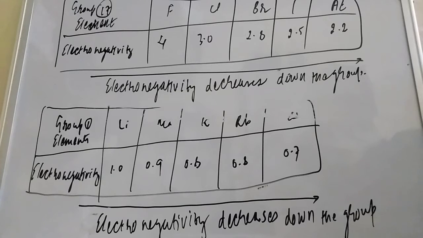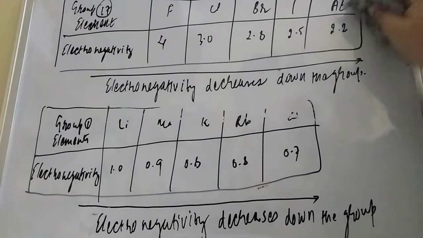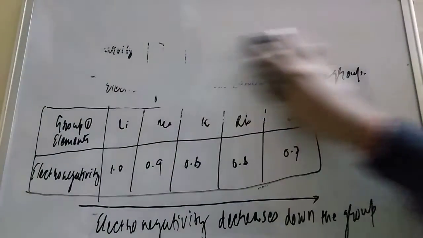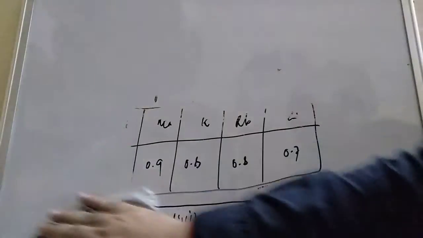I told you, student, that electronegativity is inversely proportional to the size. Size increases means electronegativity will decrease, and when size decreases, electronegativity will increase. So let us see what we can write here.